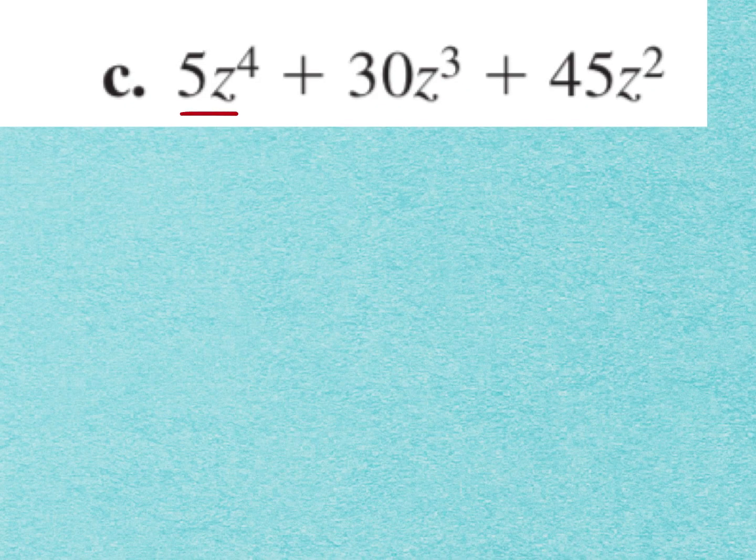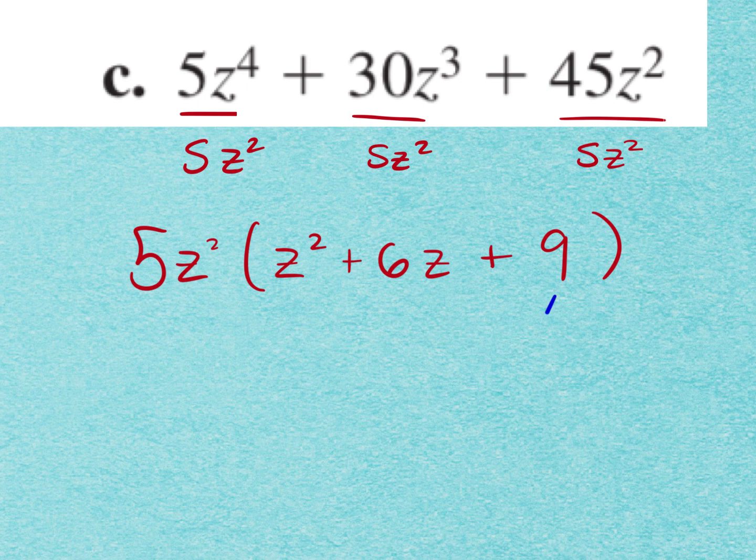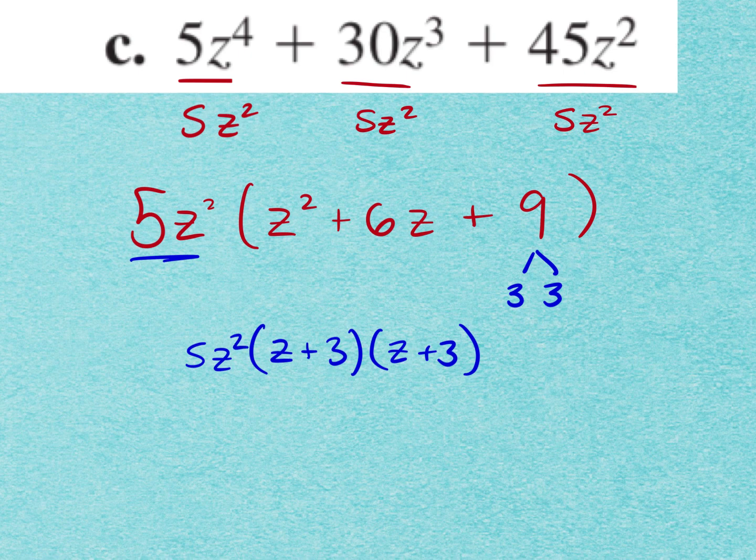What's my GCF in C? 5z squared, awesome. So I'm going to take out a 5z squared from all of them. I'm going to put that on the outside. What am I left with? Awesome. Z squared plus 6z plus 9. Now we want to see, can we factor this anymore? Do I have two factors of 9 that add to 6? 3 and 3. So what's going to go into my parentheses? So z plus 3 and z plus 3, and then I can't forget about that 5z squared on the outside.